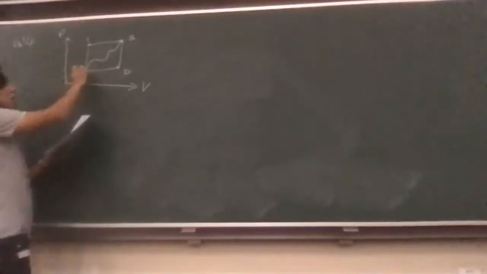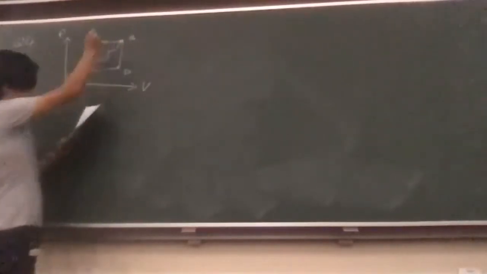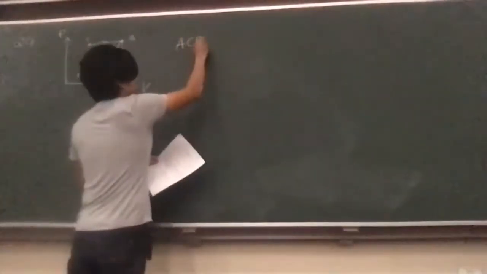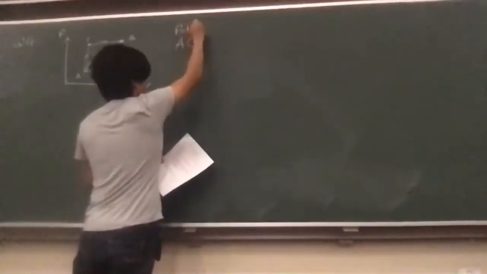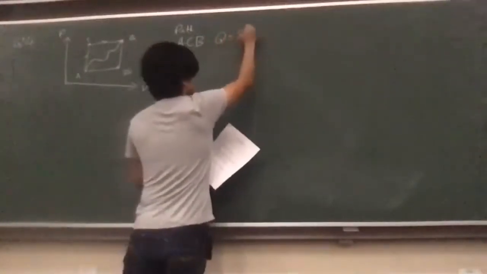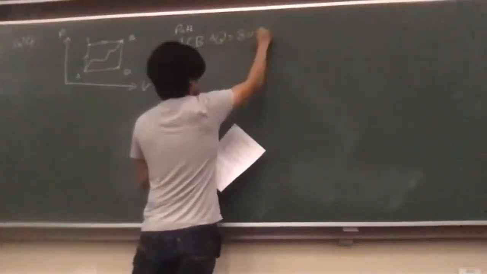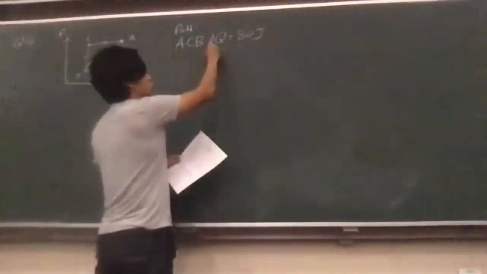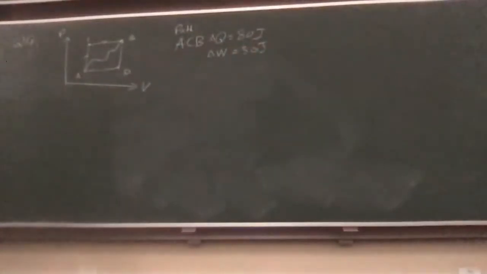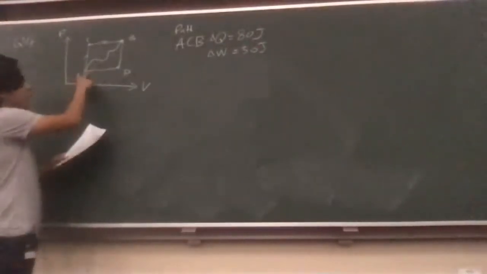Okay, and it tells you that along the path ACB, so going this way, you get 80 joules of heat going into the system, and your system does 30 joules of work. And now the question is, how much heat flows in the system along the path ADB if you go this way instead?